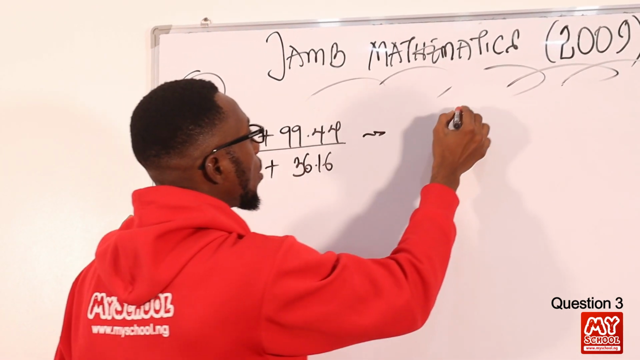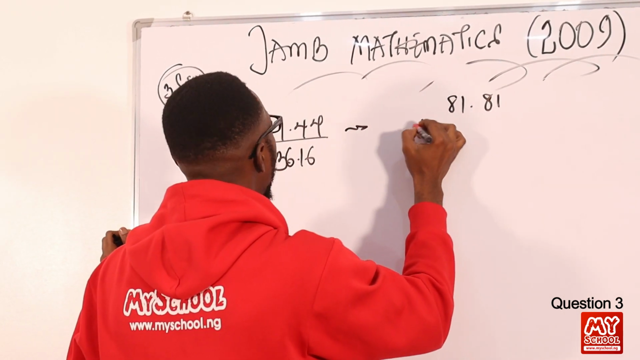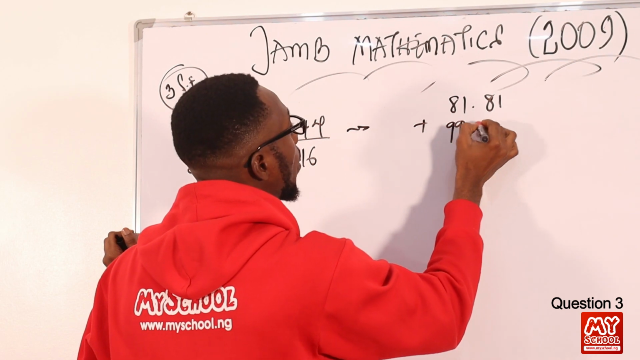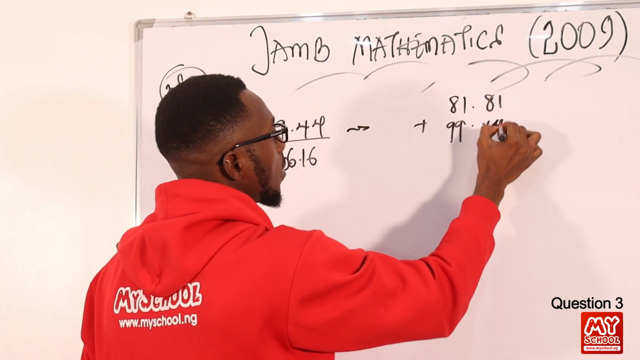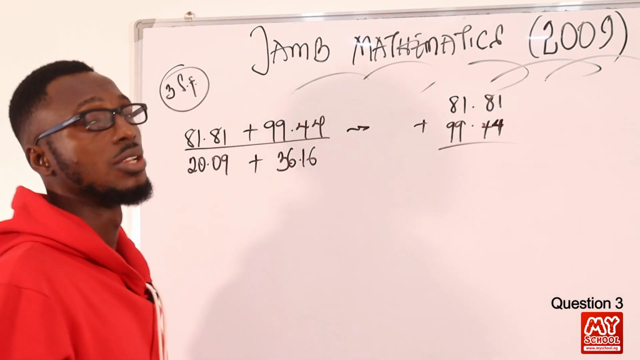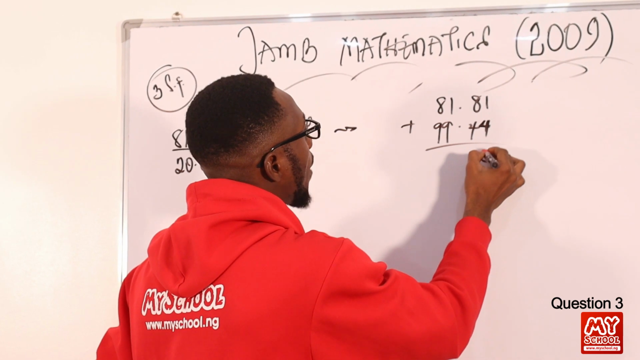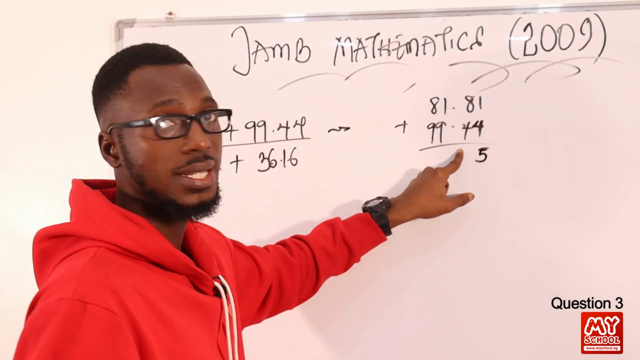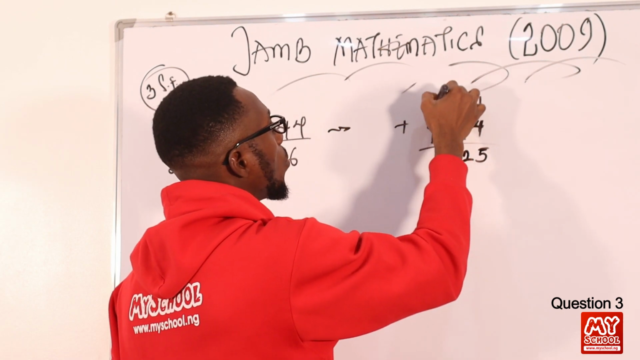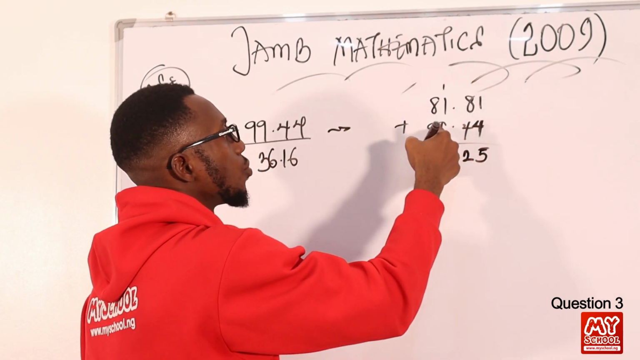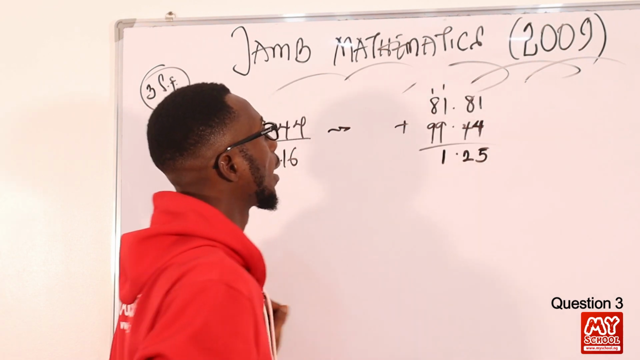So I have the numerator, I have 81.81, then alongside 99.44. You can decide to bring this 99 first, you should still arrive at the same solution. So I have 1 plus 4, that is 5, right? Then I have 8 plus 4, that is 12. I should write 2, then carry over 1, right? 1 plus 1, that is 2. 2 plus 9, that accounts for 11. I still leave 1 again as a remainder.